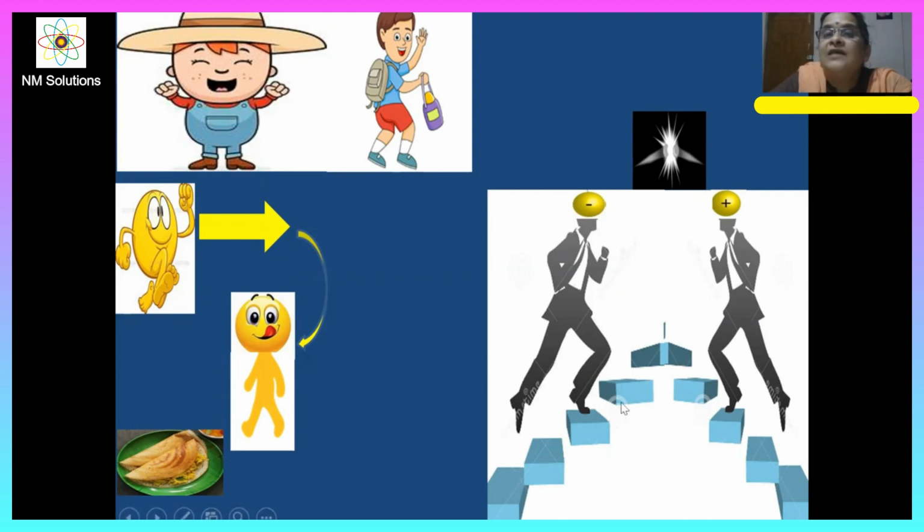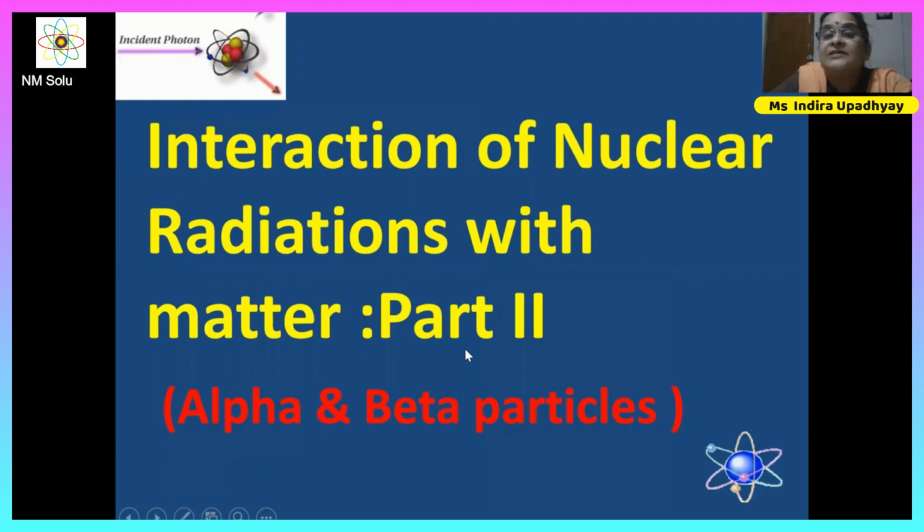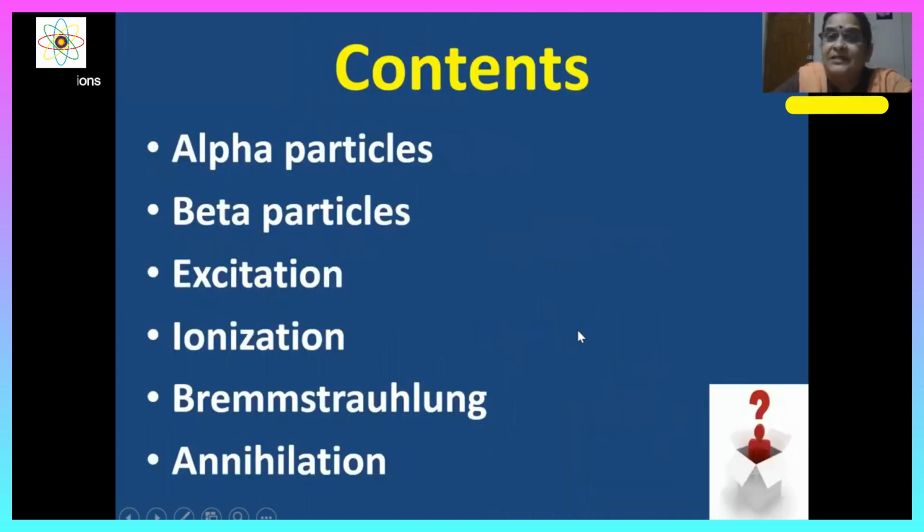So all these are some simple ways to compare the interactions of nuclear radiations with matter, alpha and beta particles, the charged particles. This is the second part, a continuation of my last presentation. The contents of this presentation will be alpha particles, what they are, what beta particles are, and what these interactions are: excitation, ionization, bremsstrahlung and annihilation.